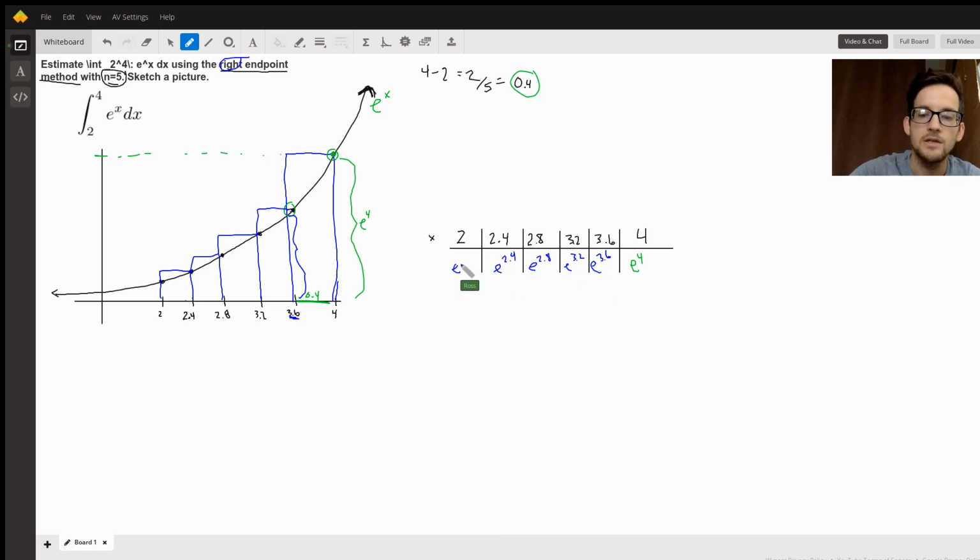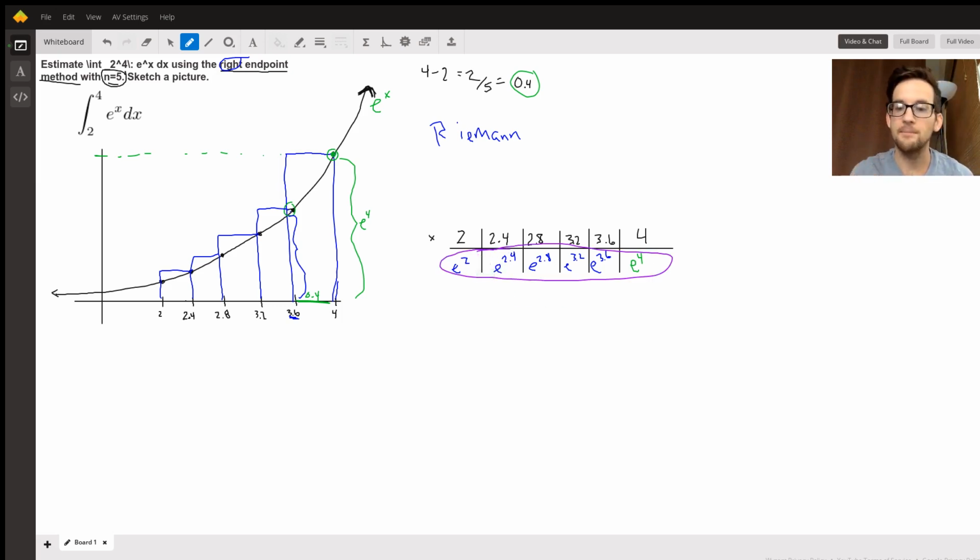And then e to the 2. But one of the key pieces to these estimates, to your endpoint method or the Riemann sum that it's called, and just for reference, that's spelled R-I-E-M-A-N-N, Riemann sum. One of the key points is that now we have all these numbers, right? We have 6 numbers, but we only have 5 subintervals. And that means one of those numbers is not going to be used. So let's make sure we understand which one that is.